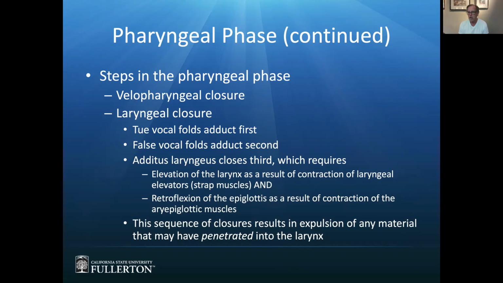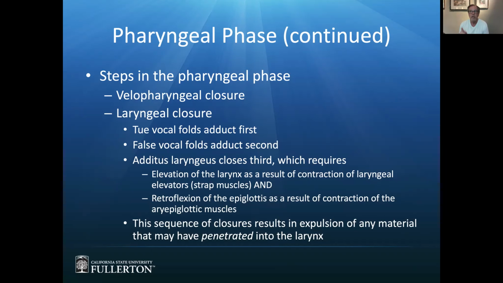So their laryngeal closure is essentially the second step. And that occurs in a certain sequence. And I see I have a misspelling here. You have 3 valves involved in closing the larynx. The very bottom one is the true vocal folds. The next one up would be the false vocal folds. And the third one up is the additus laryngeus. And they close in that order. True vocal folds first, false vocal folds second, and additus laryngeus.